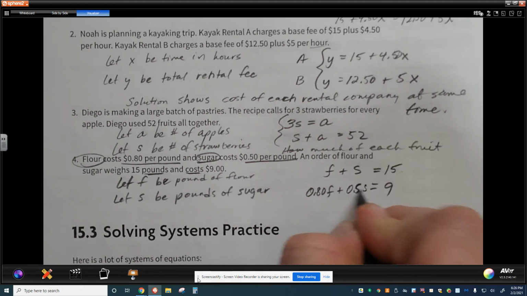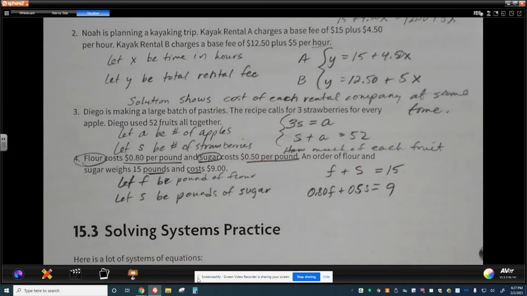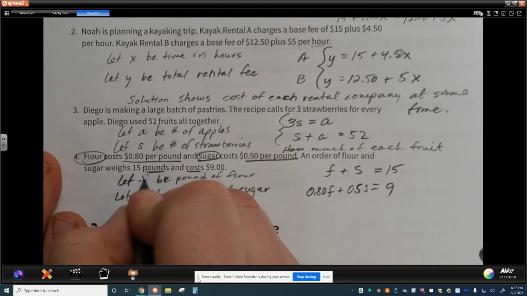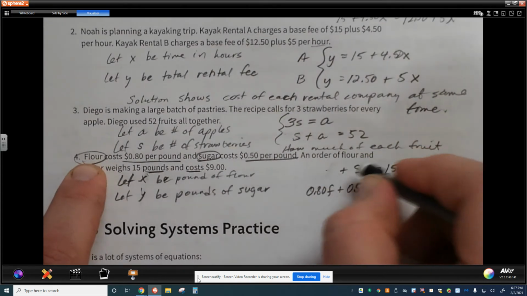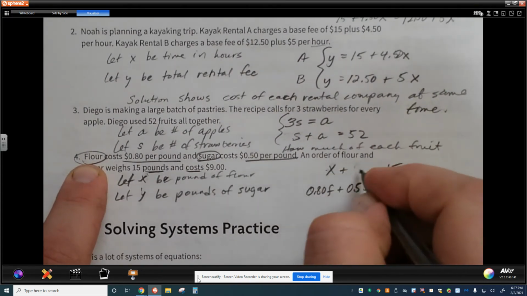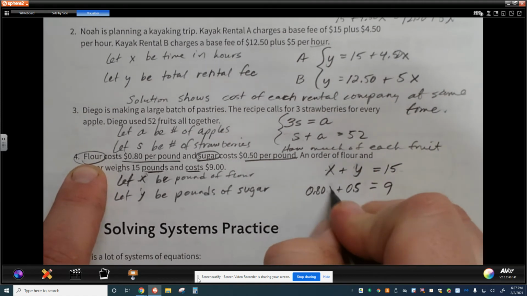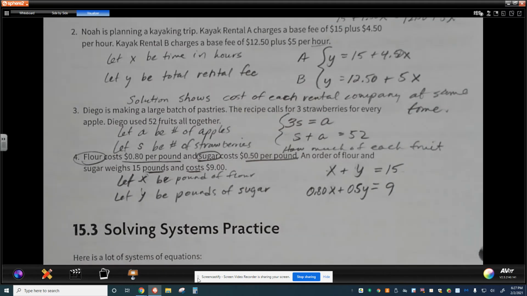Maybe S wasn't the best variable to use here, because the S and the 5 could easily be confused. So I think what I want to do is just change this to X and Y. I chose X for flour simply because flour was listed first. And so it would be the most reasonable and most mathematically accepted to use flour as the X, sugar as the Y. There you go. That's how we set up our equations.